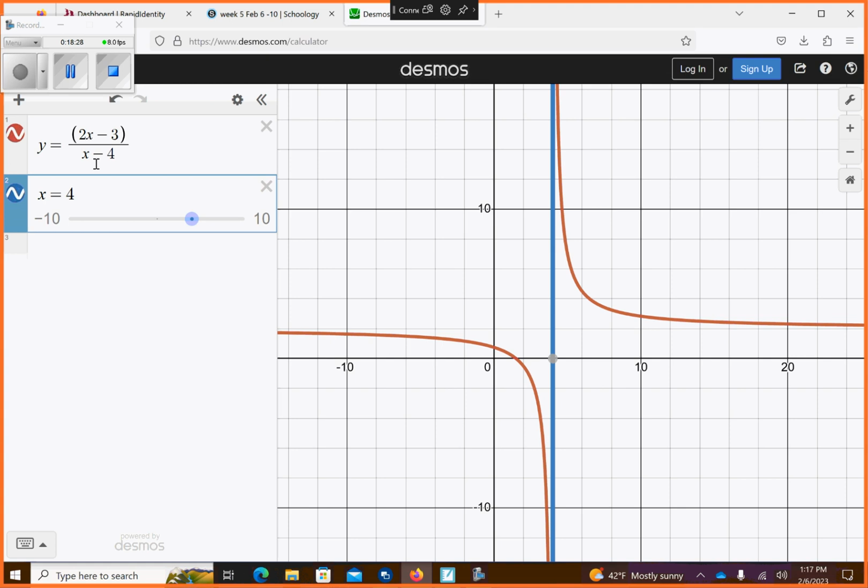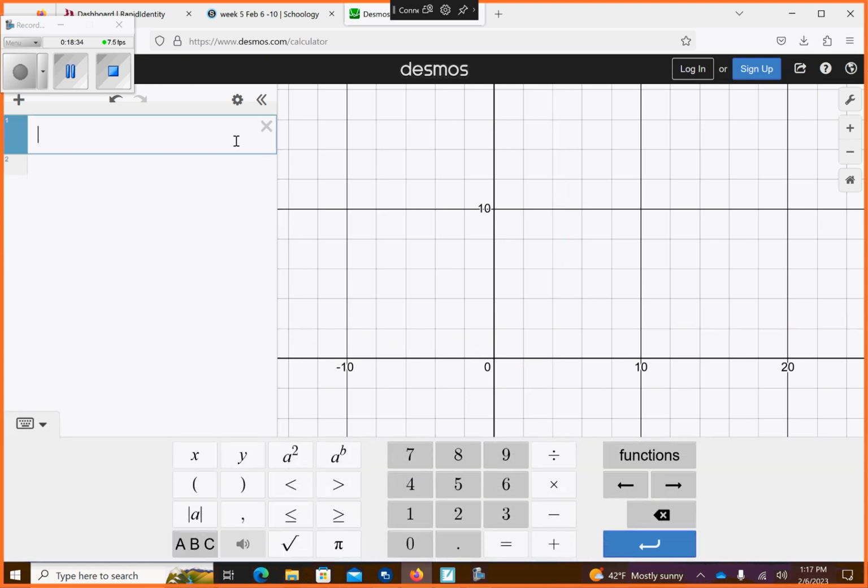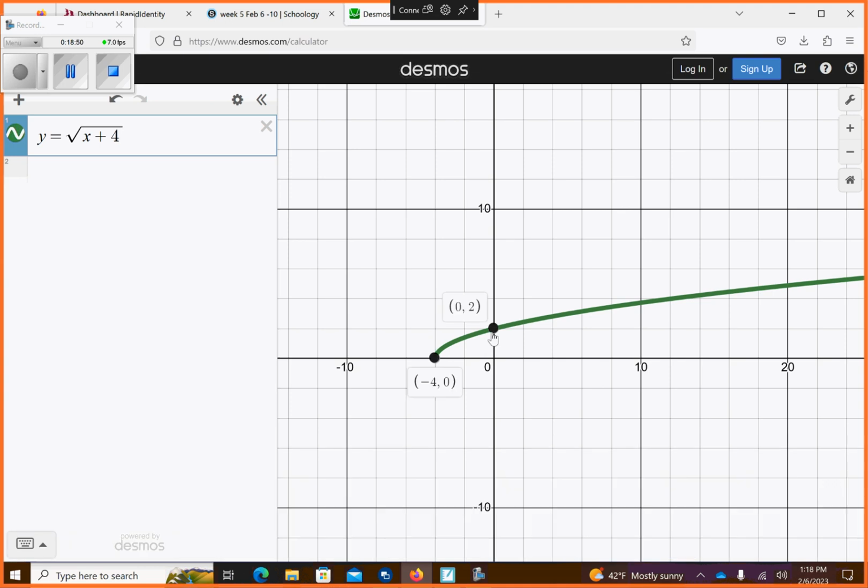All right. Number 9 should be okay. y equals square root of x plus 4. So they want the x-intercept. So negative 4, 0 is the x-intercept. 0, 2 is the y-intercept. And that's all they were looking for on that problem.